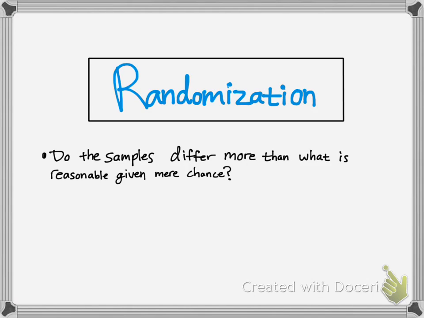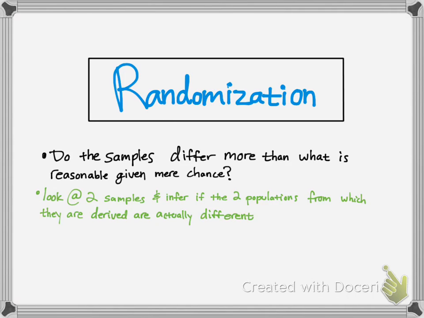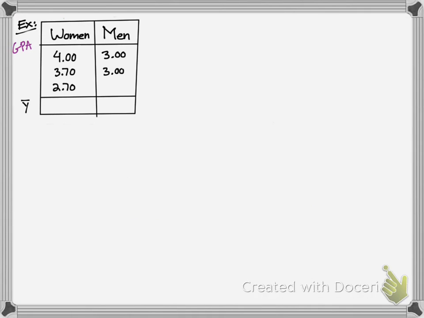Now randomization is the process by which we can determine if it truly was random and see if our results are valid. So what we're going to do is look at two samples and infer that the two populations from which they are derived are actually different. Again, we're going to compare the two samples and their respective populations and see if they are really different. So here's an example I just came up with.